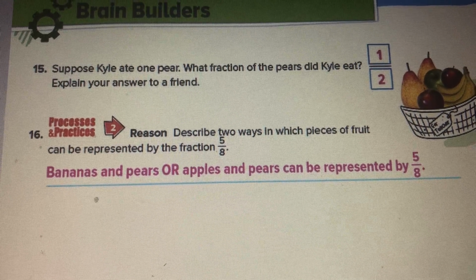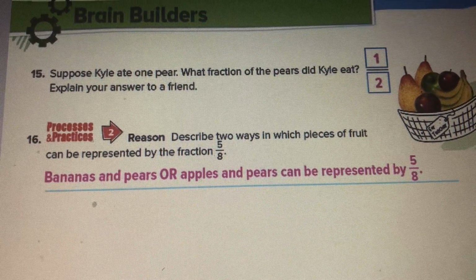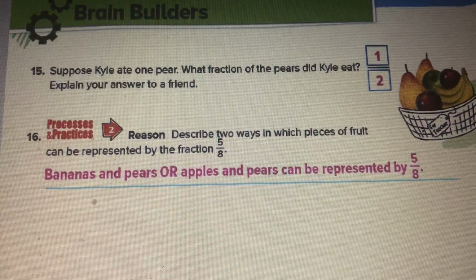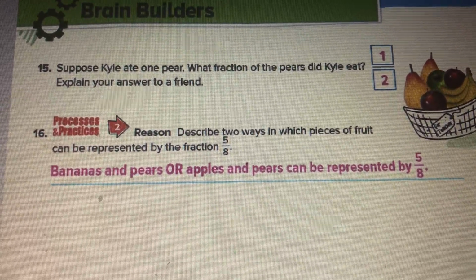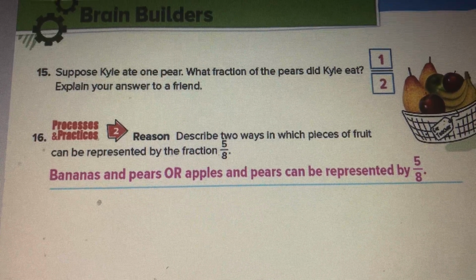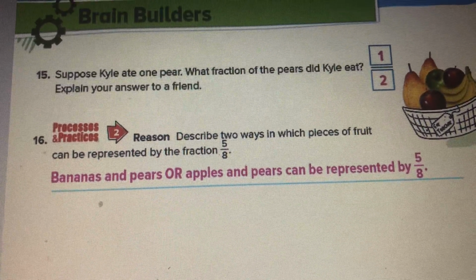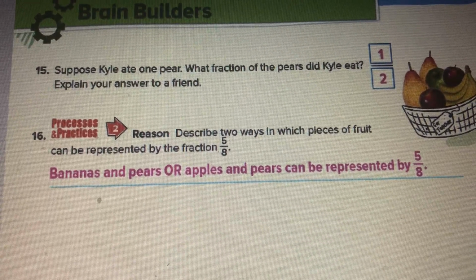There were 2 pears up on top, so Kyle ate 1 of them. That would be half. And 2 ways in which pieces of fruit can be represented by the fraction 5/8: bananas and pears. See, 3 bananas, 2 pears, that's 5 out of 8. Or apples and pears. I see 3 apples, 2 pears. That would be 5 out of 8 total.